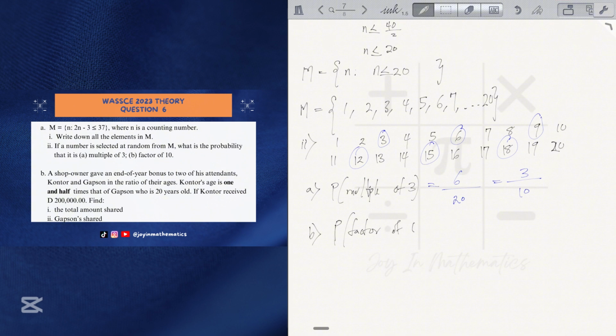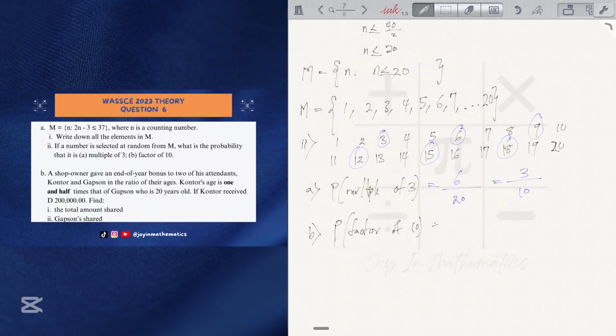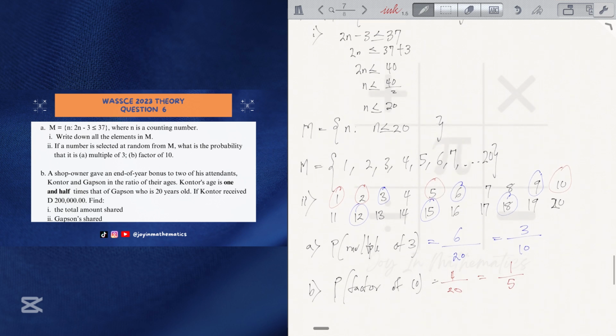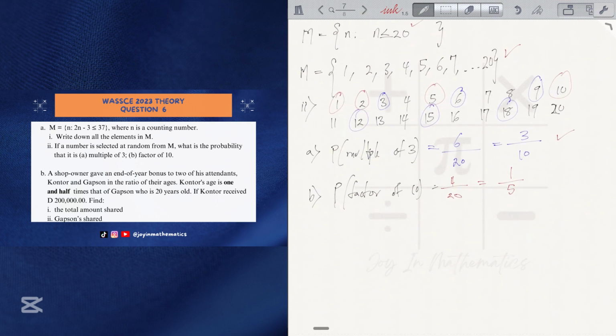Now a factor of 10 symbolizes anything that can be multiplied together to give us 10. So we have factors of 10: 1, 2, 5, and 10. And that gives us 4 divided by 20. 4 divided by 20 is simplified further to give us 1 over 5. So we can see we found the component of M to be equal to 1 over 20, and we simplified the multiples of 3 and the factors of 10.